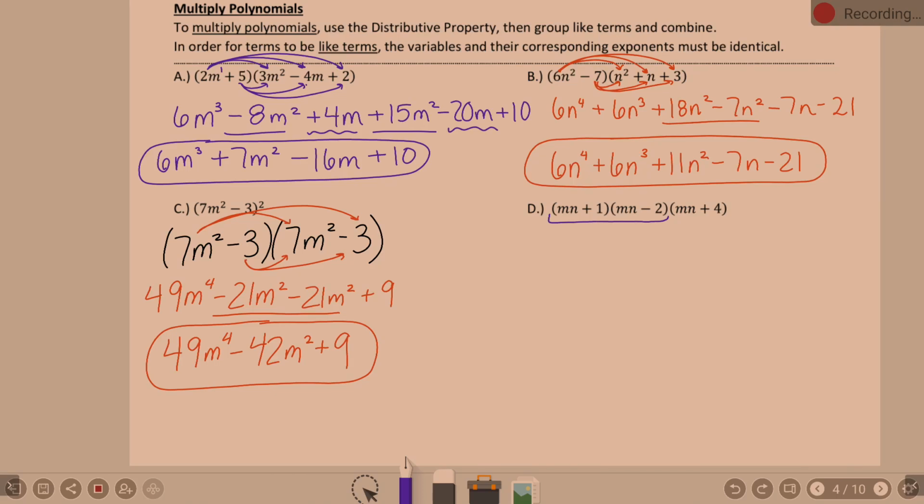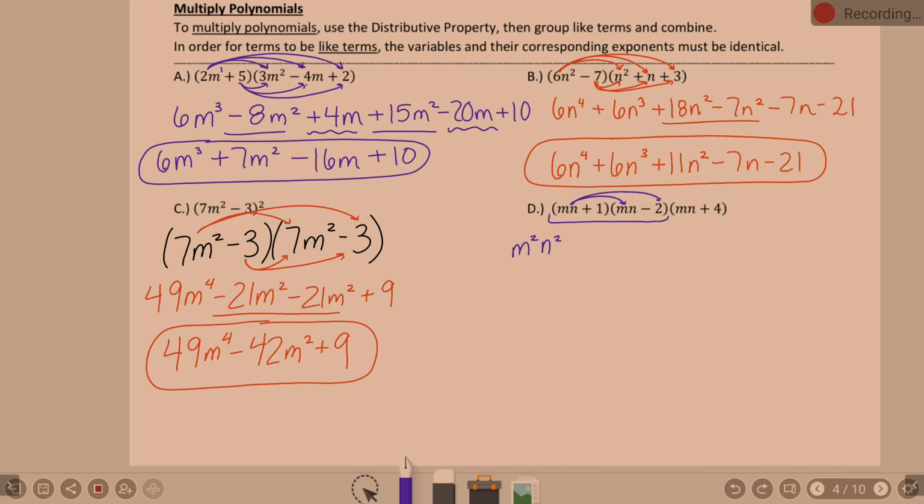I'm going to start with the first two. It doesn't matter, right? Pick two to start with. Multiply those, clean it up, get that final answer, and then multiply in the third one. Bang. Okay? So now let's see how we do with this. mn times mn. m squared, n squared. Is it m squared, n squared? m squared, n squared.